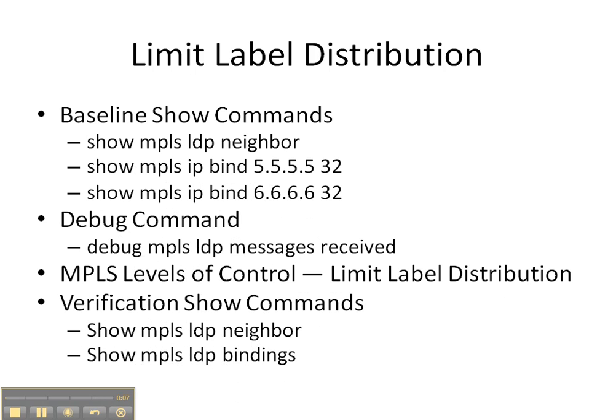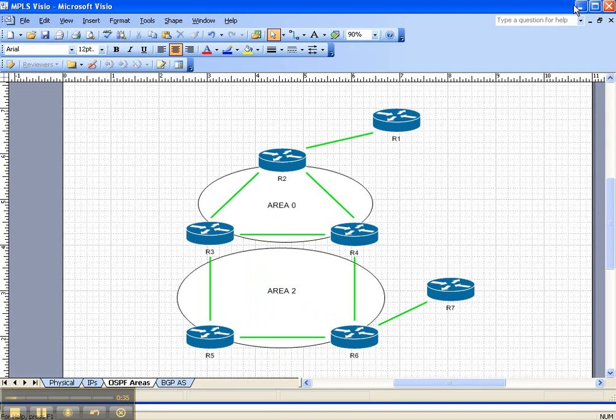In this video cheat sheet, we're going to limit the label distribution throughout your network. We're going to start off with some baseline show commands: show MPLS LDP neighbor, and then show MPLS IP bindings for two particular prefixes, and then do a debug command of debug MPLS LDP messages received to see how things change as we limit the label distribution, and then finish up with verification show commands of show MPLS LDP neighbor and bindings. Let's look at the network topology.